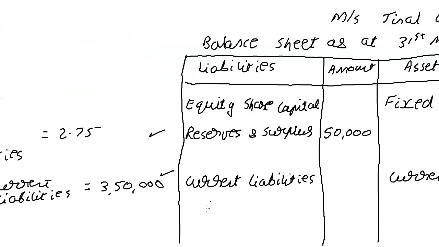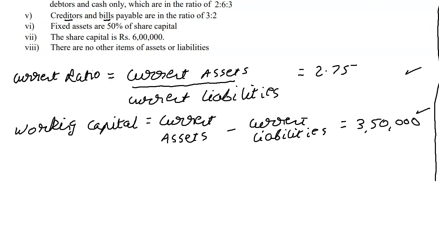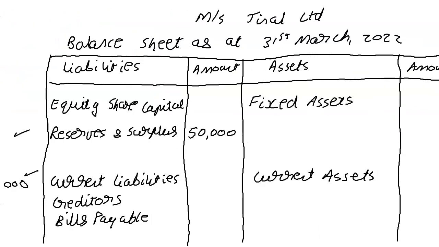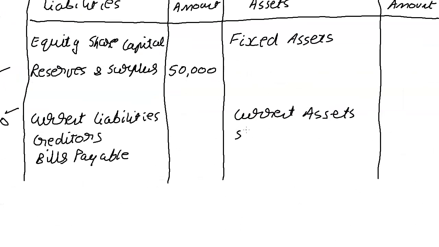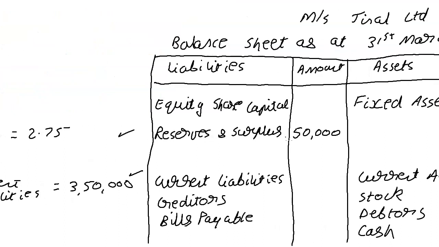So I'm just going to list them down. Creditors and bills payable. Similarly, as far as the asset side is concerned, they have told us that total current assets include stock, debtors, and cash. So may as well stock, debtors, and cash. And let's see what else has been given to us. Share capital is 6 lakhs. Great. Life becomes very easy. Equity share capital is 6 lakhs.